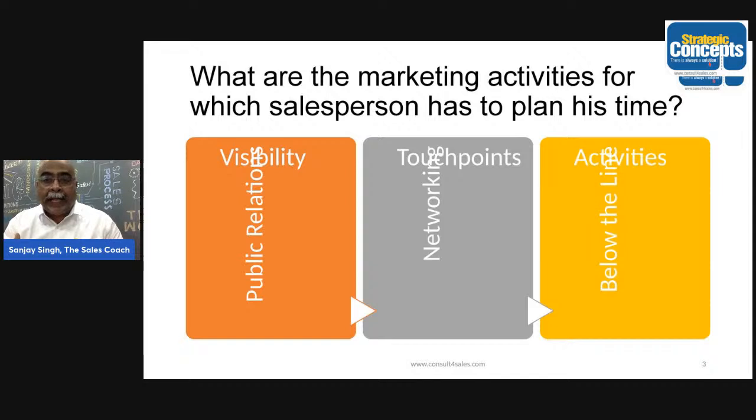So you need to allocate some time for effective networking, isn't it? And the third marketing activity is all those below the line activities which we call BTL activities. So visibility, touch points, and activities correlated to public relations, networking, and BTL planning, right?